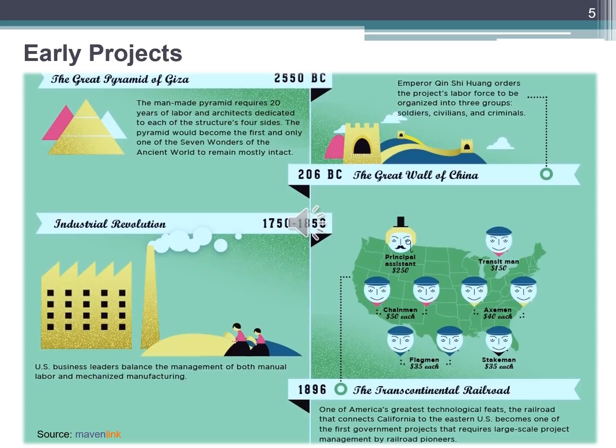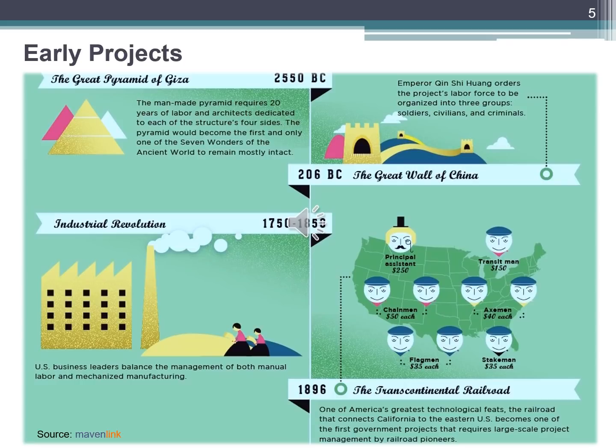As we now are capable of defining a project, let's take a snapshot of past projects and modern world projects. First example is the Great Pyramid of Giza. The man-made pyramid required 20 years of labor and architects dedicated to each of the structure's 4 sides. The pyramid would become the first and the only one of the 7 wonders of the ancient world to remain most intact.